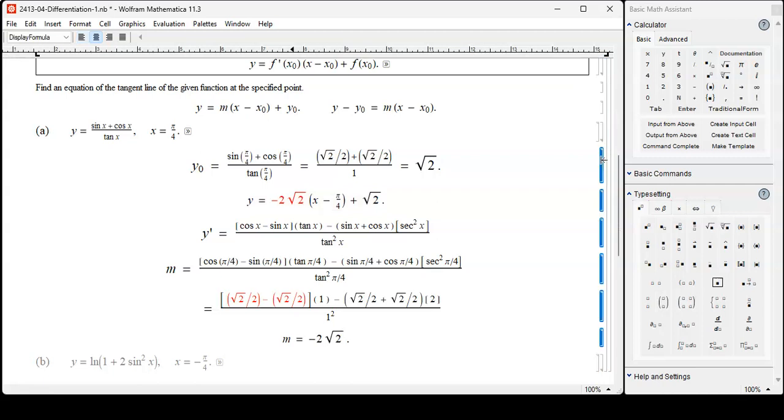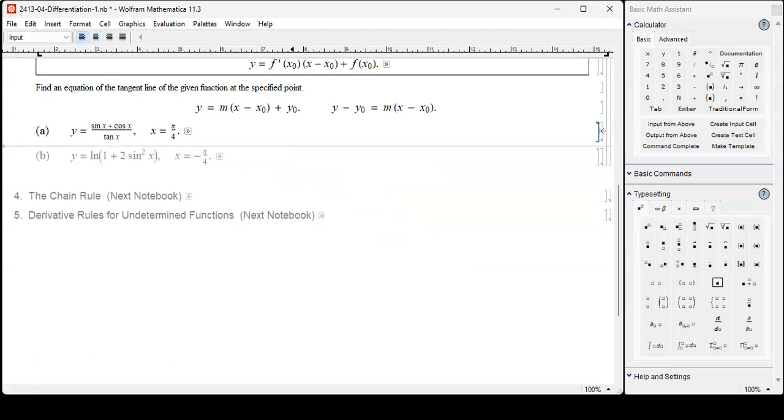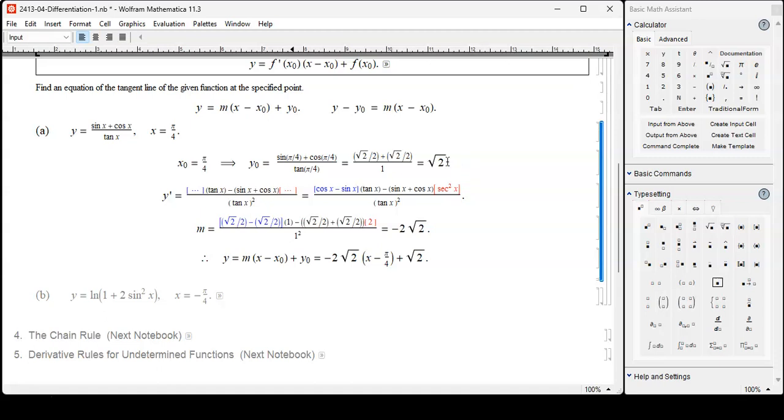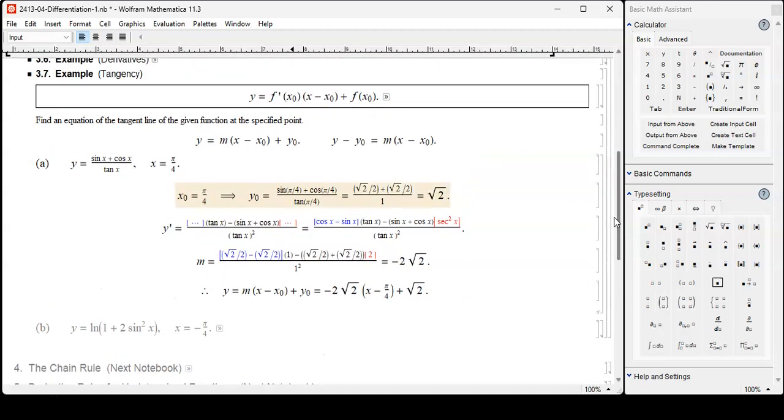Let's see, is this right? Let's check. Plug in pi over 4 to your computation. I get y naught is square root of 2 over 2. Using quotient rule, we can take the derivative. Dot, dot, dot, here the derivative, dot, dot, dot, here the derivative. Blue numerator, red denominator. Put numbers in and do your computation. I get negative 2 over square root of 2 squared. Yeah, okay, the same thing we did before.